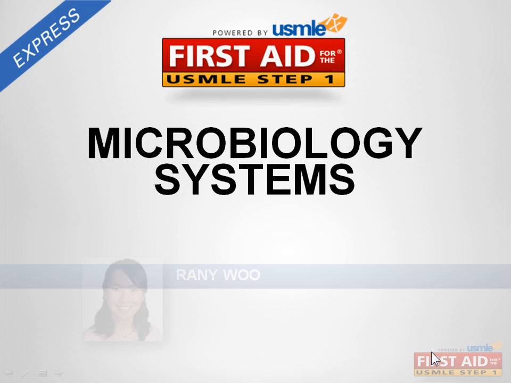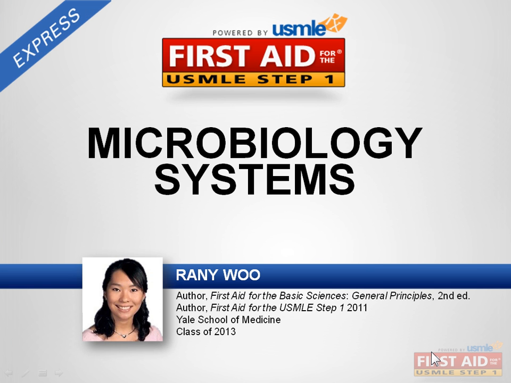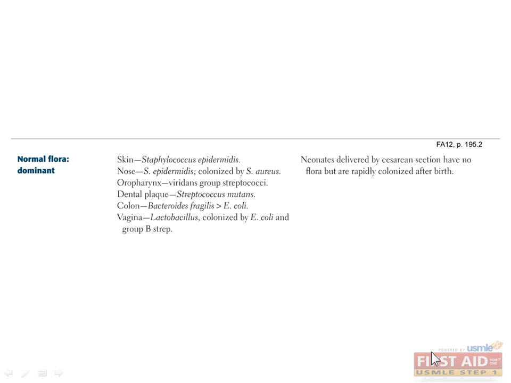Our next section in microbiology is the systems section, in which we'll mostly be synthesizing and reviewing information we've already covered. We'll start with looking at the normal flora. Staph epidermidis is normal flora of the skin as well as the nose. The nose also contains Staph aureus. The oropharynx contains viridans strep, and dental plaque often contains Strep mutans.